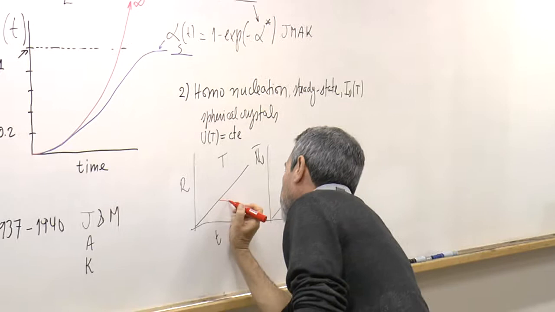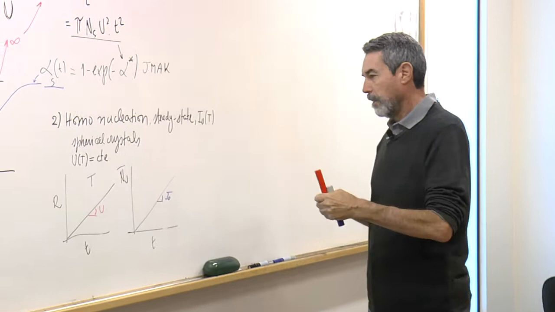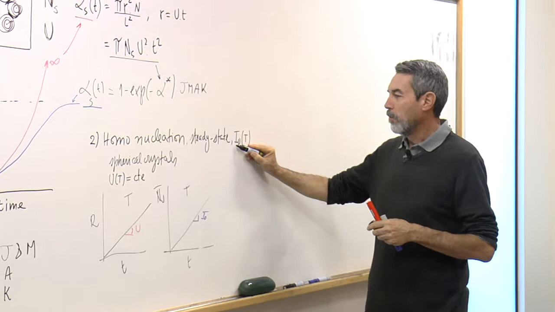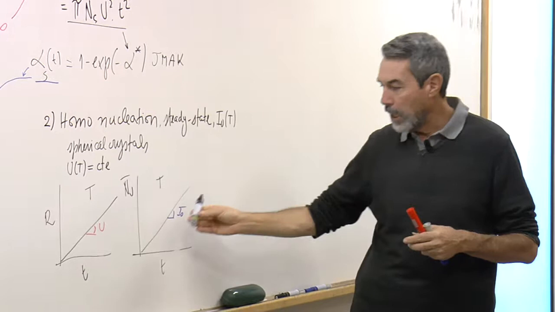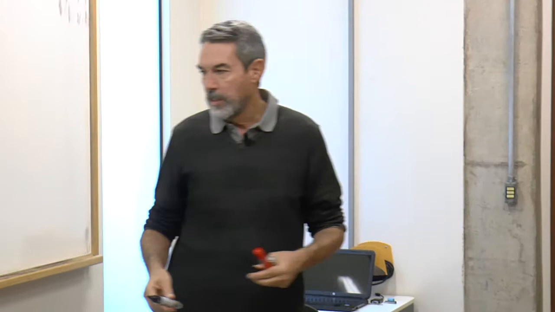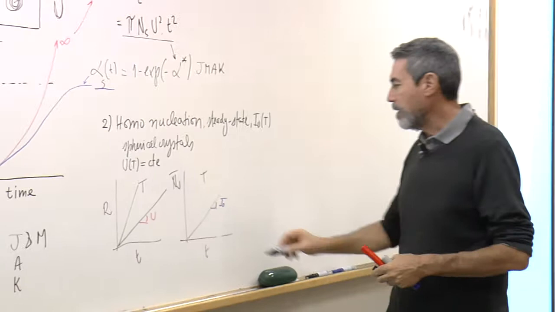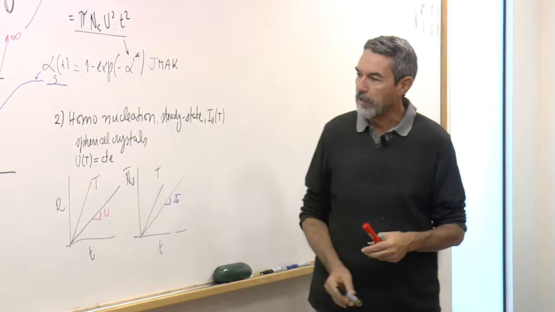U for a particular temperature. So the nucleation rate depends on temperature, the growth rate depends on temperature, but they're constant for any temperature. Then if we move to another temperature, you have a plot like this. If we move to another temperature, you have a plot like this. But for each temperature, they're constant. And the crystals are spherical.